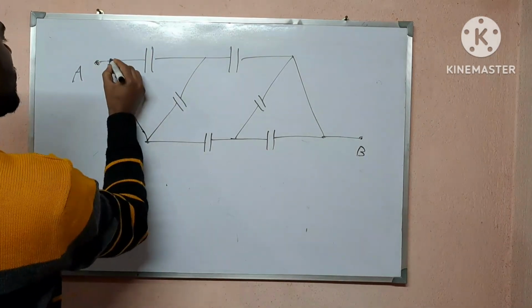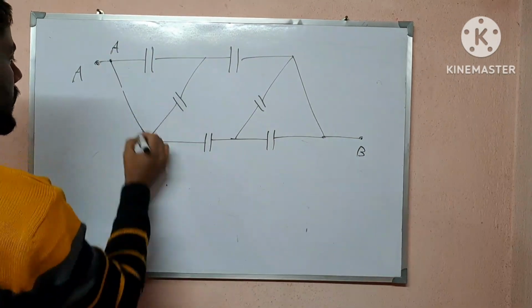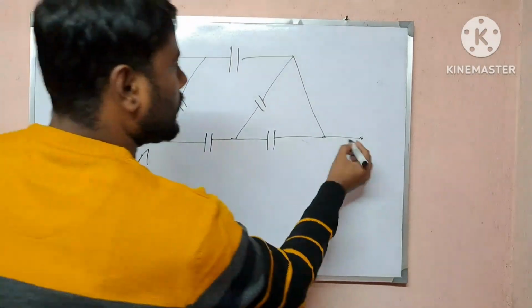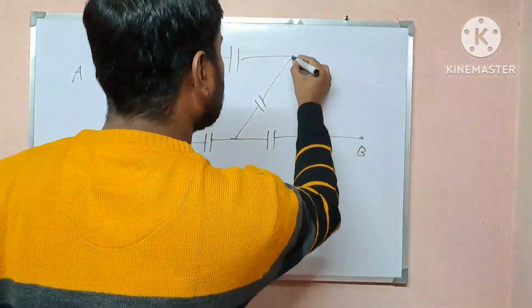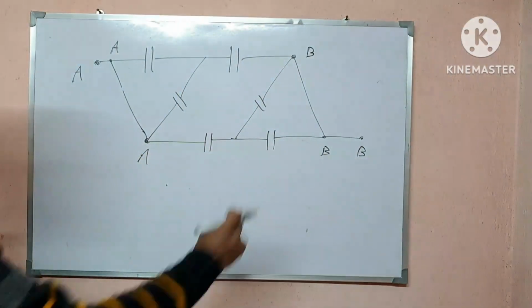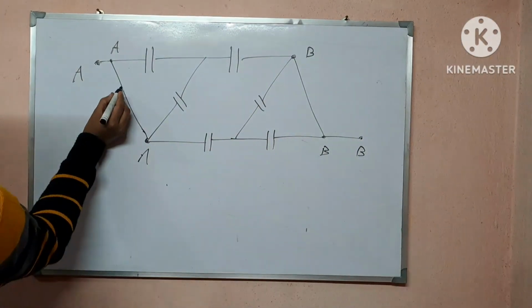So this point is A, so that one will also be A. If this is A, this is also A. This is B, that will also be B. That is also B, because they are directly connected. Now what will we do?